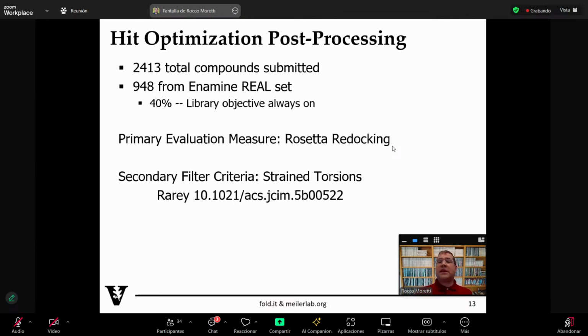Evaluation for the hit optimization stage proceeded very similarly to the hit identification round. We're using Rosetta redocking, both the energy and also the RMSD, as identification of which ones to go forward. However, we also added a secondary filter criterion, discarding those compounds that had strained torsions via the Rarey torsional library.